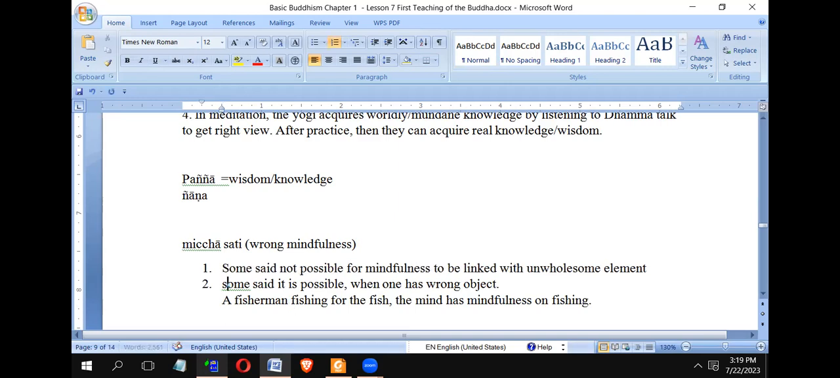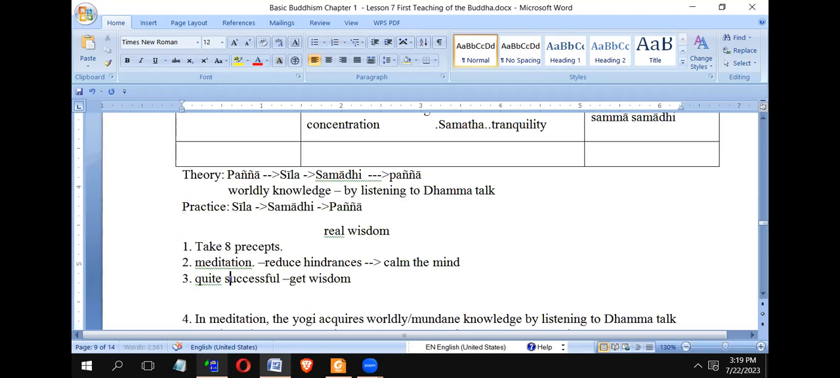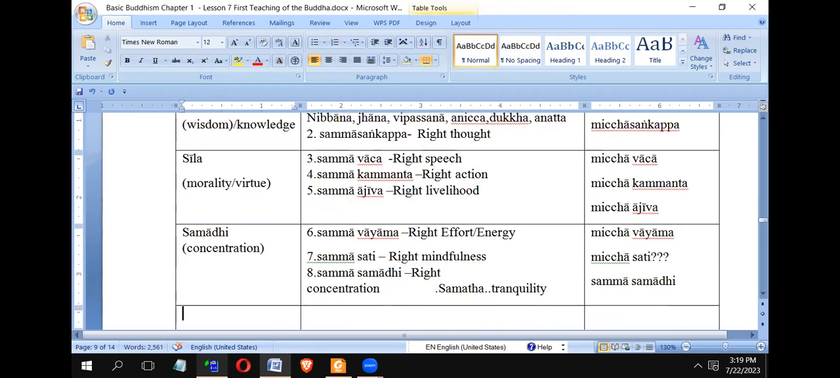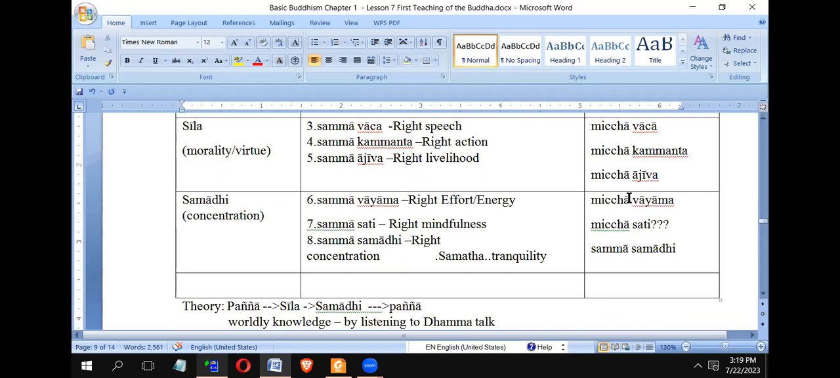But in Abhidhamma, I think it's not possible according to Abhidhamma, because if you have mindfulness at that time, the mind cannot be unwholesome. So this is just a question, but the other is possible.